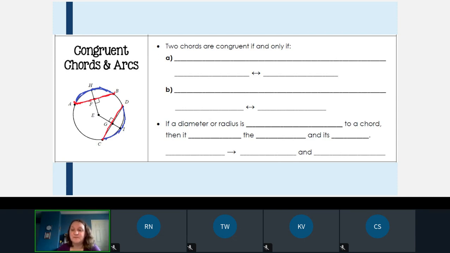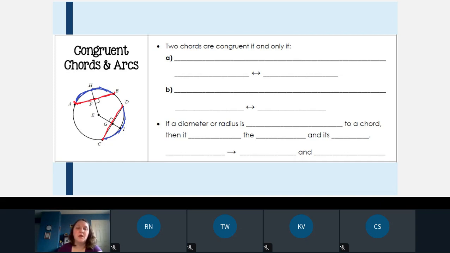Okay, now arcs are measured in two ways. You can have the measure of an arc, and when I'm talking about the measure of an arc, I'm talking about how many degrees are in that arc. And then arcs also have length. The length of an arc is if I were to cut it off of the circle, stretch it out straight and measure it. So if I'm talking about the measure of an arc, I'm talking about the degrees. And if I'm talking about the length, I'm talking about how long it is.